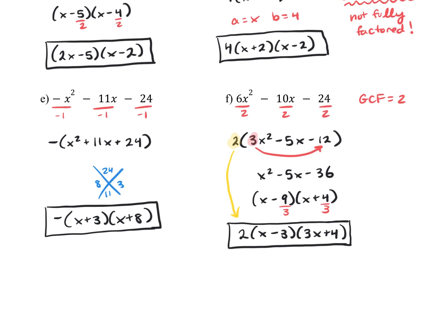For part E, remember if your leading coefficient is negative, we always are going to want to factor that out. So when I do, the remaining trinomial is easily factorable. And then for part F, this is a combination one. First, we have a GCF of 2, and then this remaining trinomial, you can factor it however you like, but you should end up with 2 times x minus 3 times 3x plus 4. And please make sure you don't lose that factor of 2. It is called a greatest common factor, so it needs to be included in your final answer.